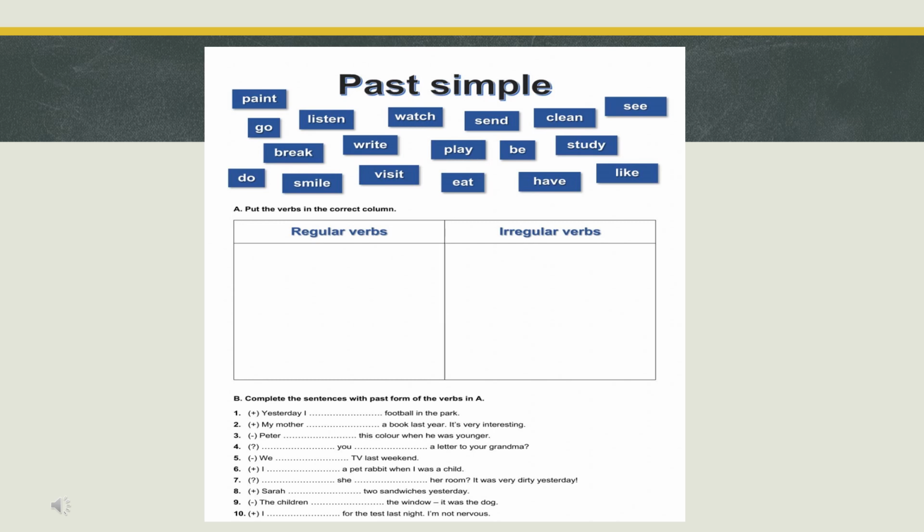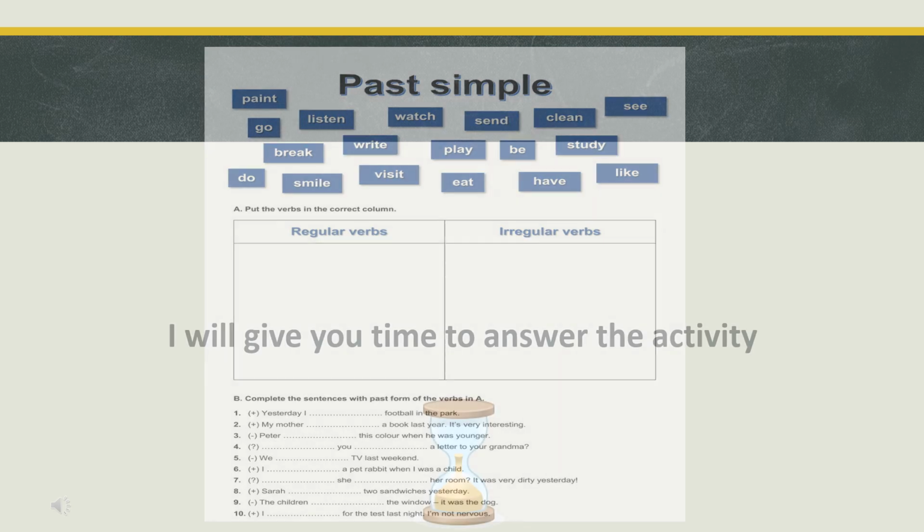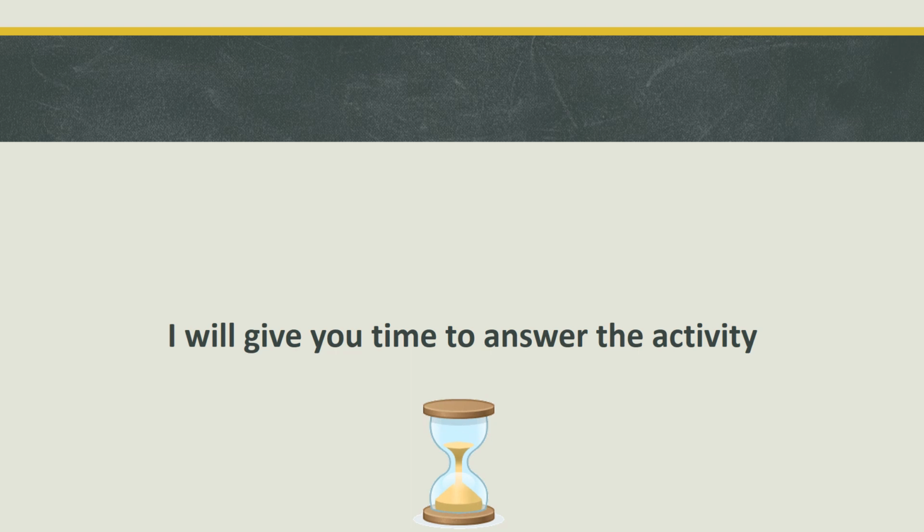Exercise A. Put the verbs in the correct column, regular verbs and irregular verbs. The verbs are paint, go, break, do, smile, listen, write, visit, watch, play, eat, send, be, have, clean, study, like, see. In exercise B, complete the sentences with the past form of the verbs in exercise A. I will give you time to answer the activity.